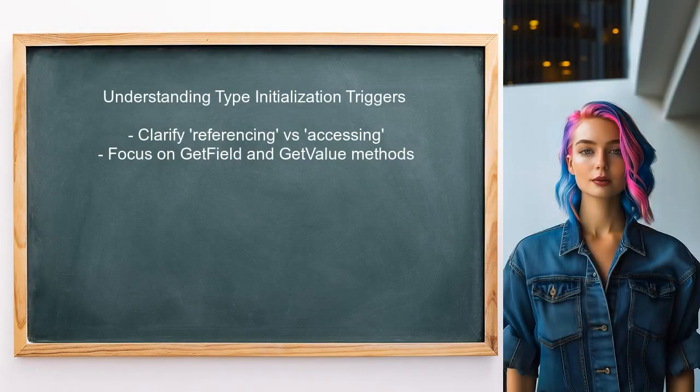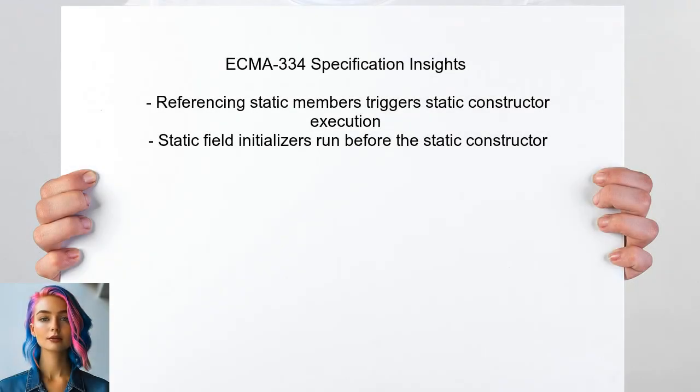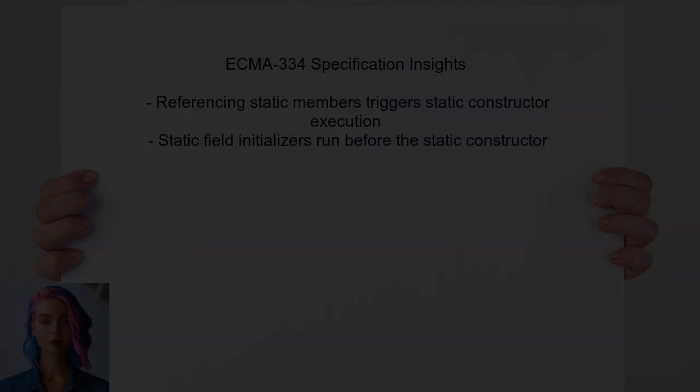To understand whether the methods GetField and GetValue trigger type initialization, we first need to clarify what is meant by referencing and accessing static fields. According to the ECMA 334 specification, referencing any static member of a class will trigger the execution of the static constructor, which initializes static fields.